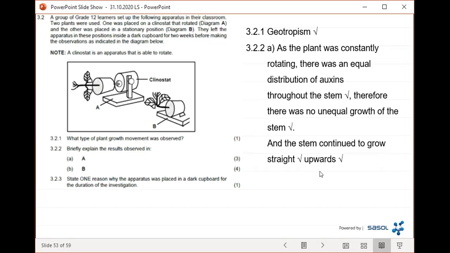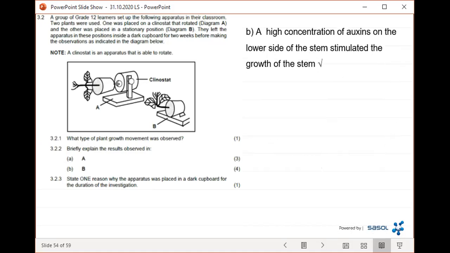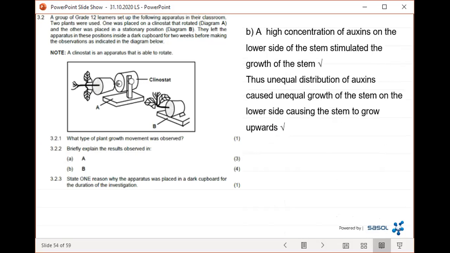And then we move on to question 3.2.2b. A high concentration of auxins on the lower side of the stem stimulated the growth of the stem. Thus, an unequal distribution of auxins caused unequal growth of the stem, with growth on the lower side causing the stem to grow upwards. All right.